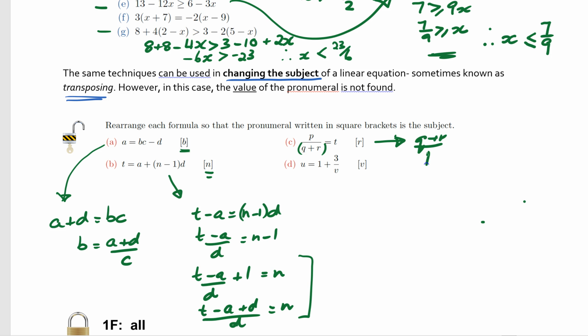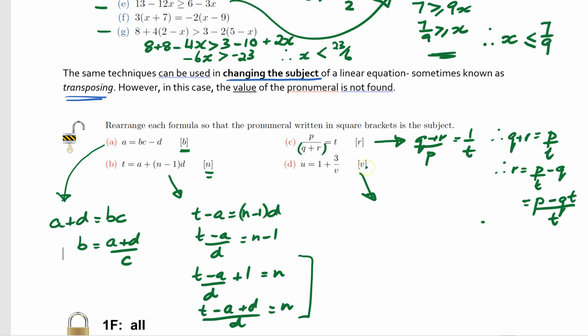So q plus r on p equals 1 on t. Therefore, q plus r equals p over t. I've multiplied this p up. And therefore r equals p over t minus q. Or if they decided to put it all over the one denominator, that would be p minus qt all over t. And our last example here, we want v to be the subject.